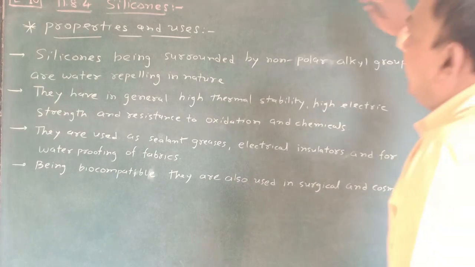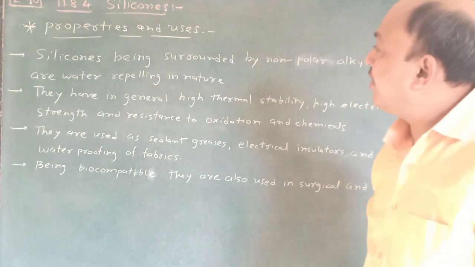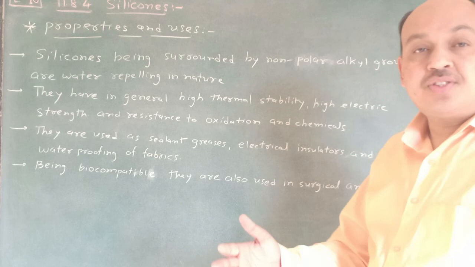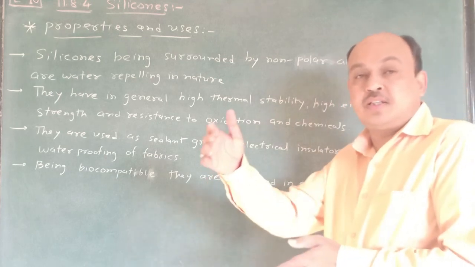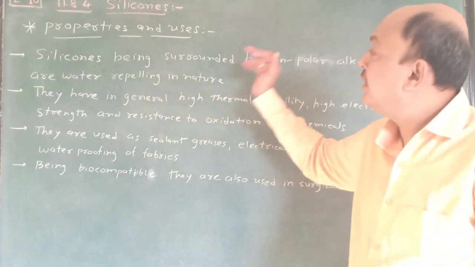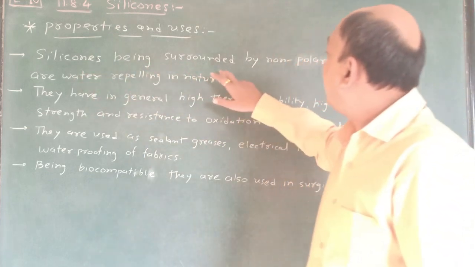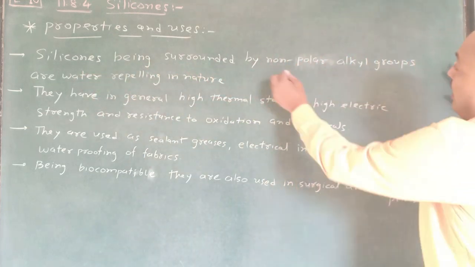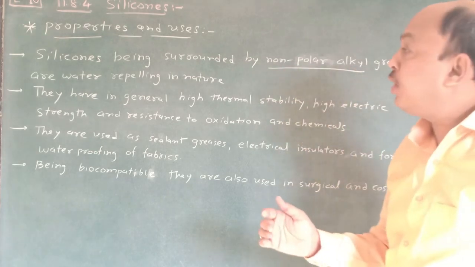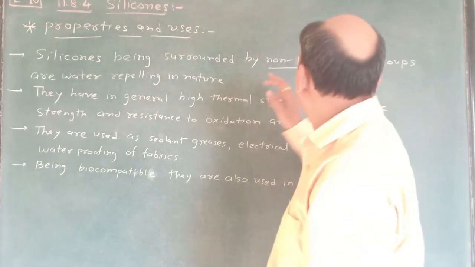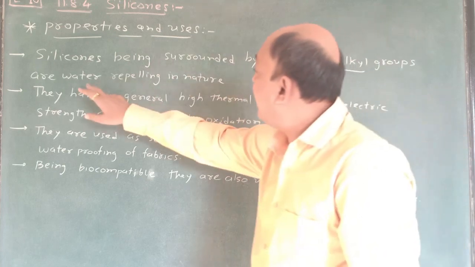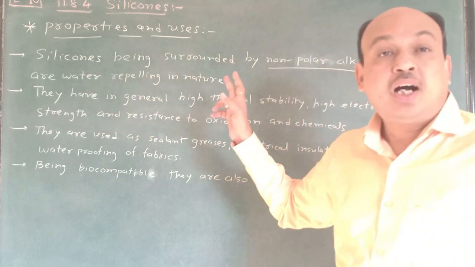Okay, now here are the properties and uses of the silicones. First of all, properties. You see that the water molecule is stopped at that particular group, so it is water repelling. Remember, silicones are surrounded by non-polar alkyl groups, and these non-polar alkyl groups are water repelling in nature.